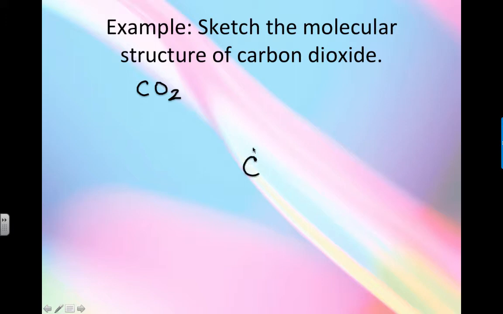I'll start with the carbon in the center and put its normal 4 electrons around it so that you can see why we would need to use double bonds in carbon dioxide. So oxygen gets to have 6 electrons, and I have 2 oxygens. They each get 6 valence electrons. And then we're going to look for a partner for every electron here.